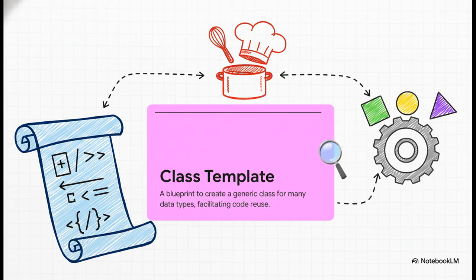And here's the big idea. The most important thing to get is that a class template isn't actually a class. Not really. Think of it more like a blueprint. It's a recipe that you give the compiler so it knows how to build a class for any data type you ask for on the fly.